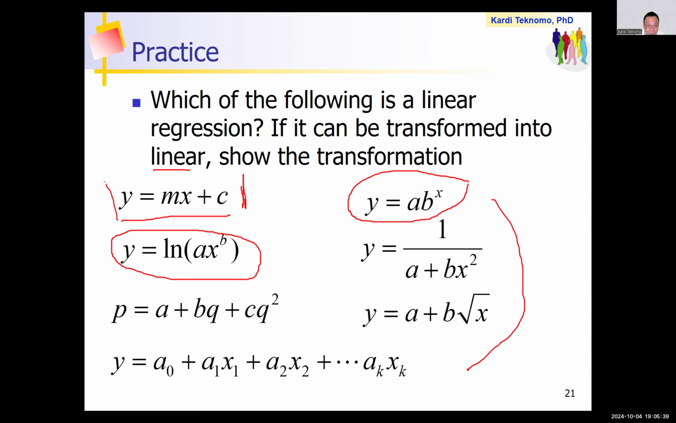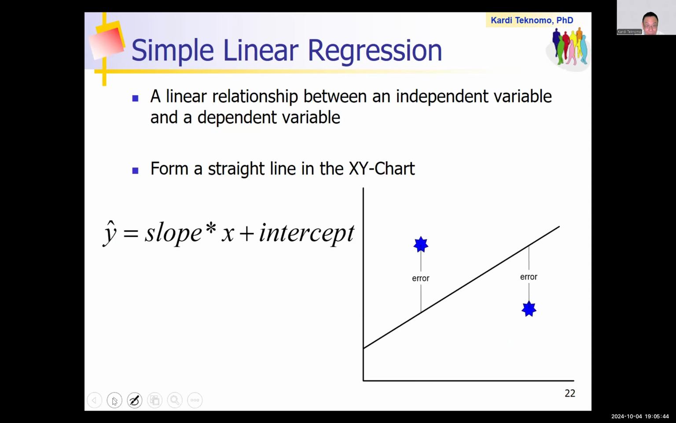This one, y equal mx plus c. Is that okay? So y equal to m multiply x plus c, isn't it? The m here is the slope, c here is the intercept, isn't it? So it's basically a straight line. And be careful, the error is measured this way.